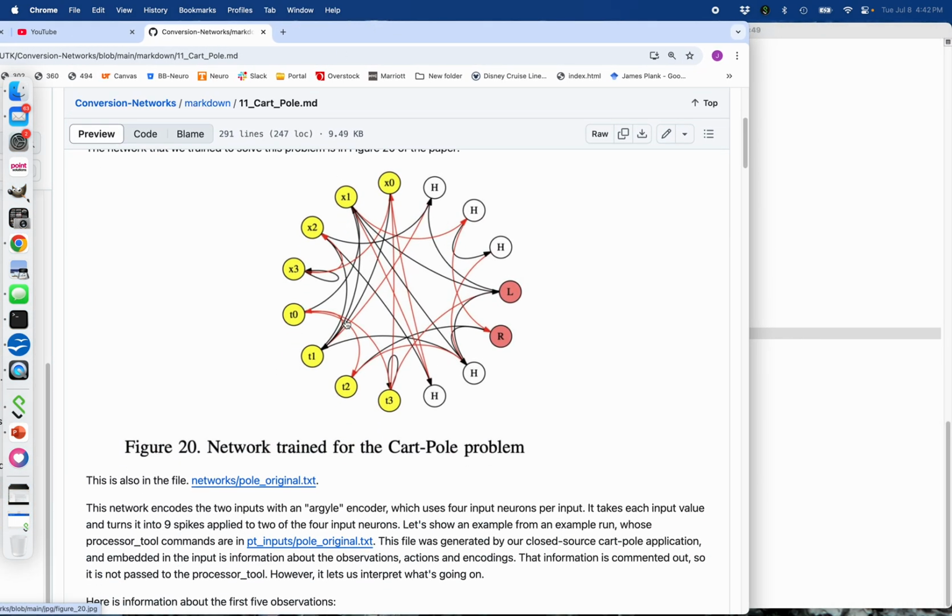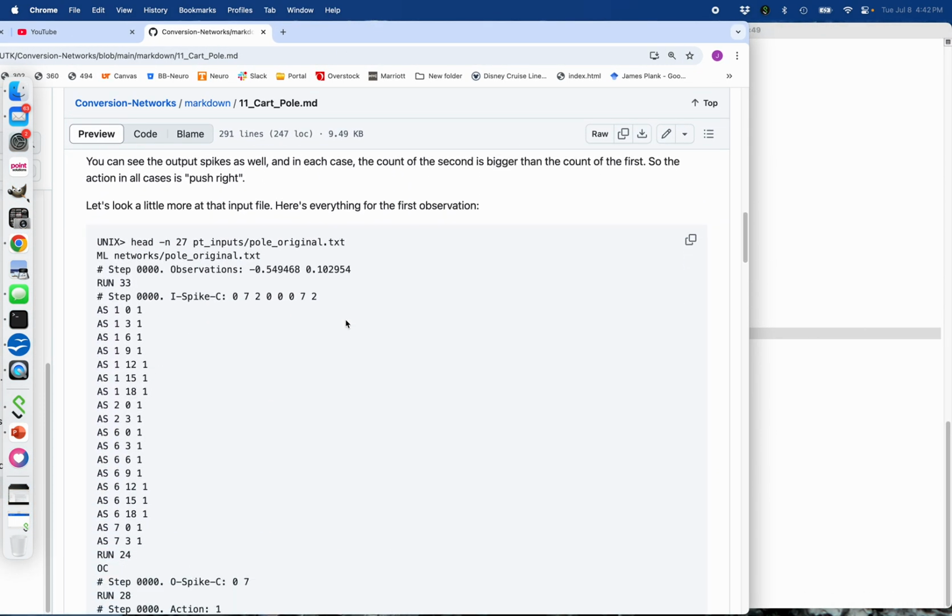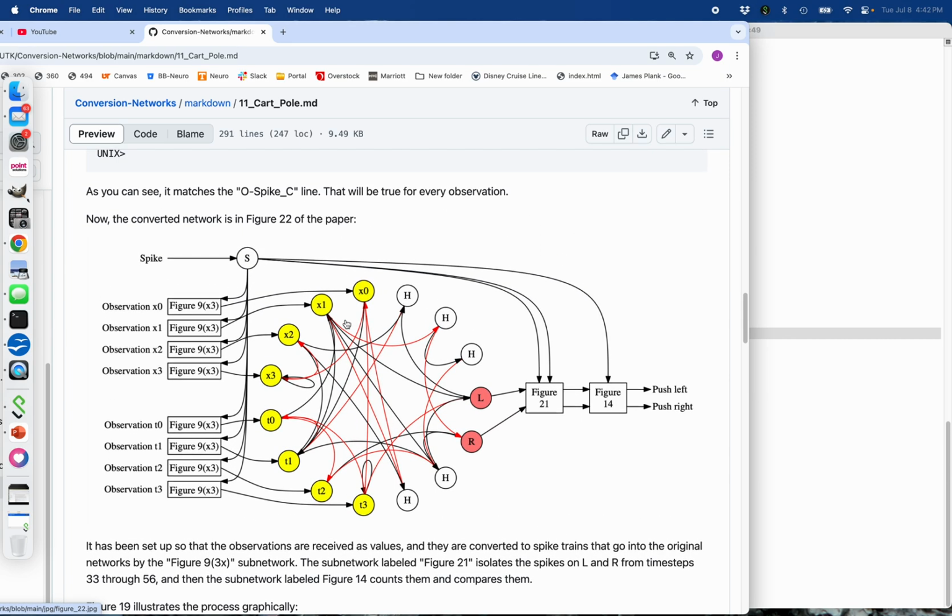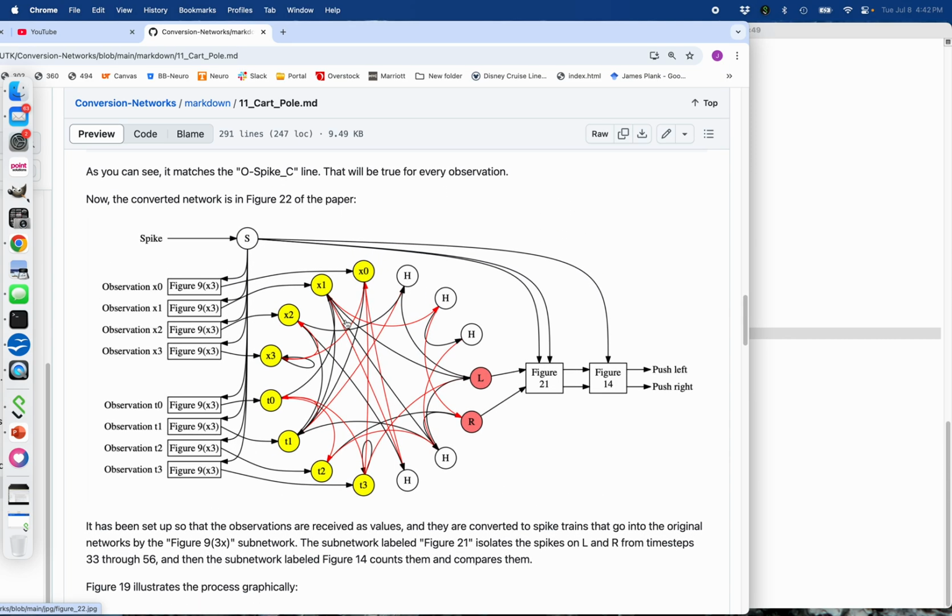Okay, here's what that looks like. There's our picture here. We have 8 conversion networks, one for each of the input neurons. That's going to take a value and convert it to a spike train. It says times 3 because the spikes are arriving now every third time step, so we actually multiply all the delays by 3. Okay, and then now we add a separate network here, which I have from figure 21.